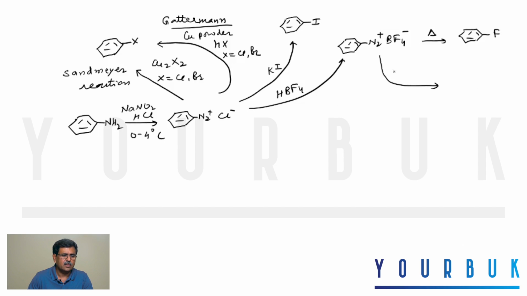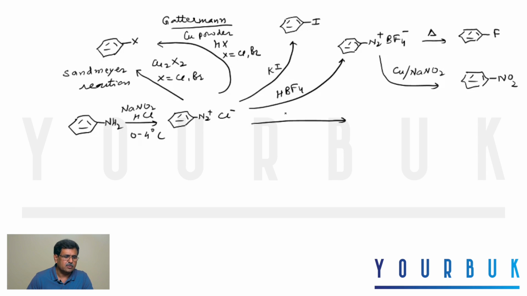And this diazonium salt, N2+ BF4-, on heating with copper and NaNO2 gives a nitrobenzene. So we can also convert aniline into nitrobenzene via this method.